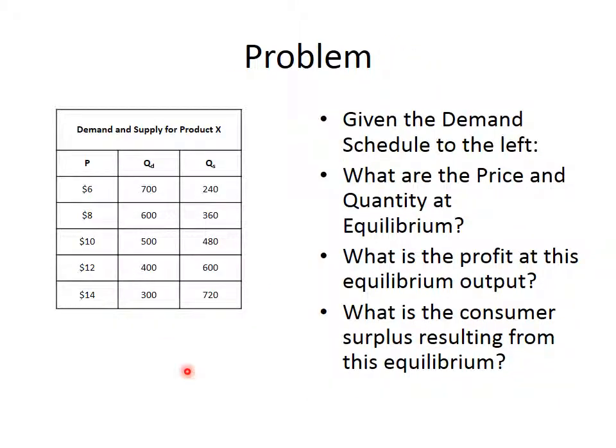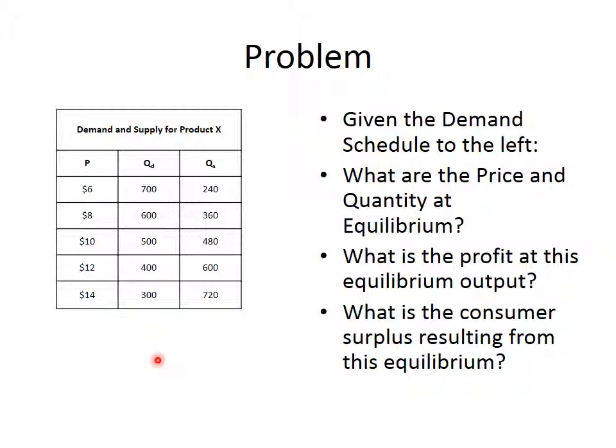Now let's look at this problem. Let's look at the demand schedule to the left. What are the price and quantity at equilibrium? What is the profit at this point of equilibrium? What is the consumer surplus resulting from this equilibrium? We're just going to employ what we just learned how to do, and we'll walk through it step by step in this problem.